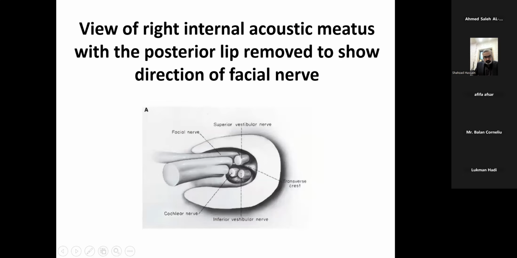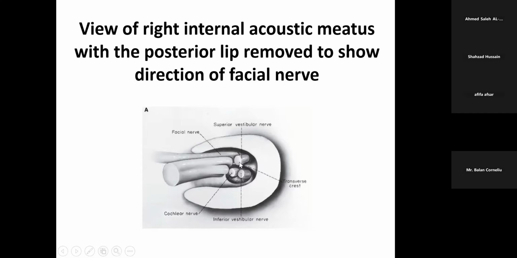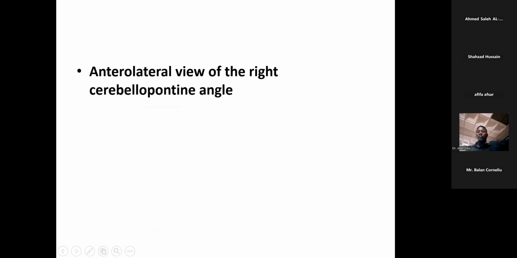So this is again a schematic diagram to clear down this concept. It's a view of the right-sided internal acoustic meatus, and we can appreciate that the superior vestibular nerve lies superiorly, slightly posterior, and the facial nerve tends to lie anterior superior, and the cochlear nerve tends to lie anterior inferior, and the inferior vestibular nerve tends to lie inferior posterior, and they are separated in the midline by a transverse crest, which is a bony landmark at the level of the internal acoustic canal.